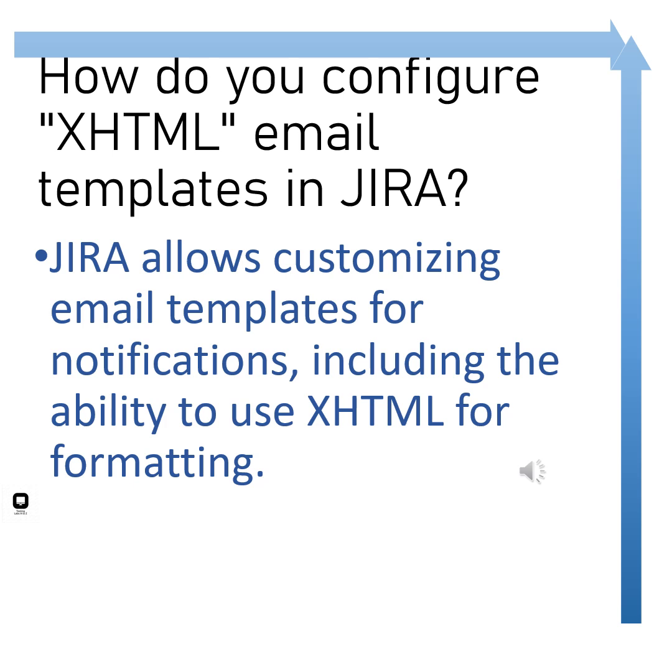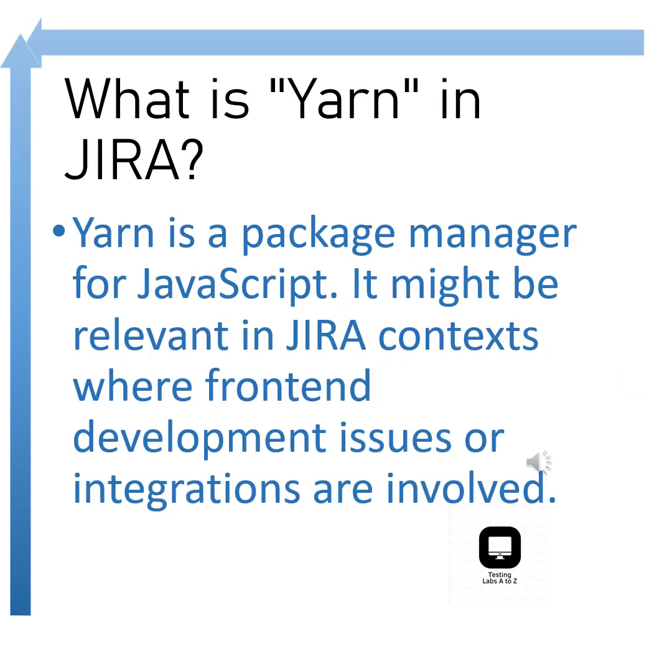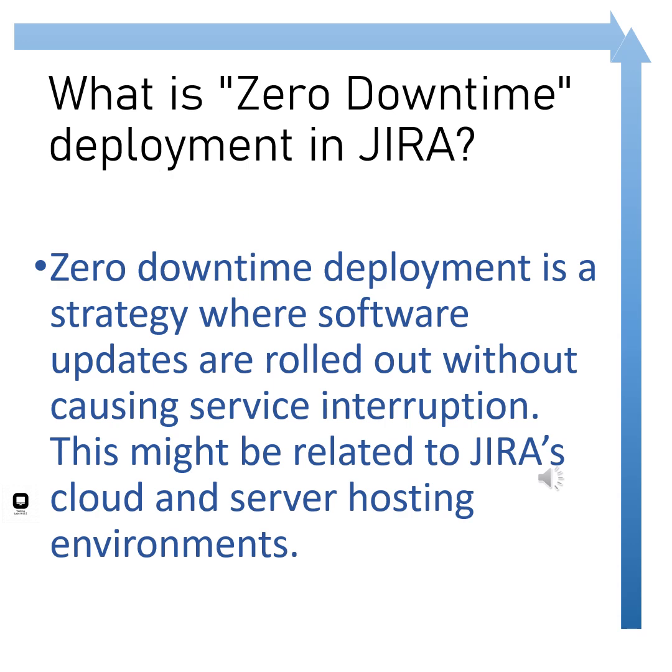So JIRA allows customizing email templates for notifications, which includes the ability to use XHTML for formatting. What is Yarn in JIRA? So Yarn is a package manager for JavaScript. So it is mainly used in Node.js kind of project environments. So it might be relevant in JIRA context where front-end development issues or integrations are involved. What is zero downtime deployment in JIRA? So zero downtime deployment is a strategy where software updates are rolled out without causing service interruption. This might be related to JIRA's cloud and server hosting environments.